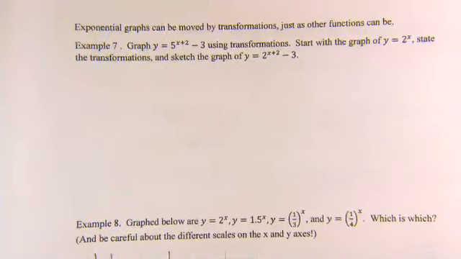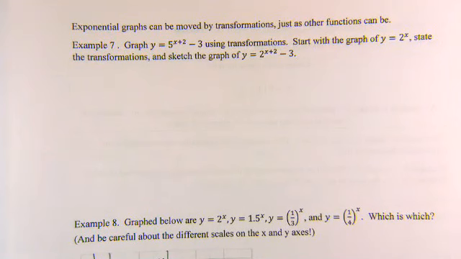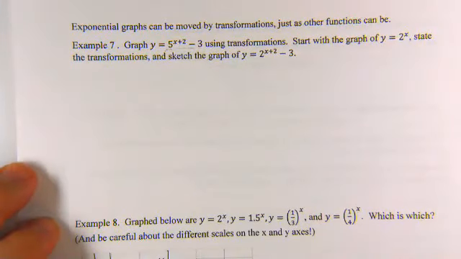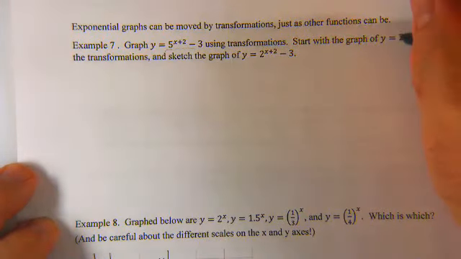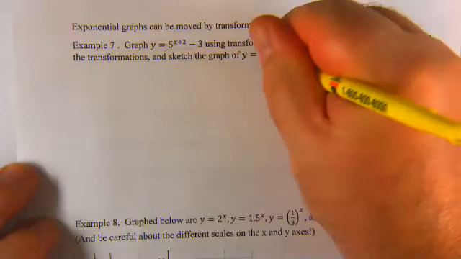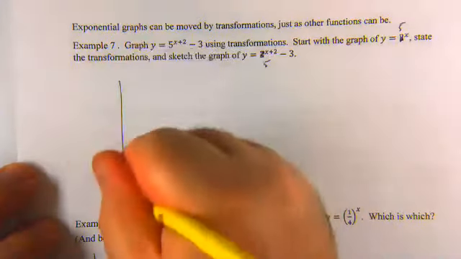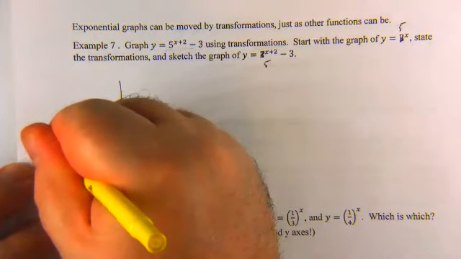So the graph can be moved around by transformations, just as other functions can be. We don't really need to be super careful about graphing these things. If we want to graph y equals 5^(x+2) minus 3, I'm not going to include a lot of detail. We just want to know what the shape is. Oops, that's supposed to be a 5, not a 2. So we'll start with the graph of y equals 5 to the x.